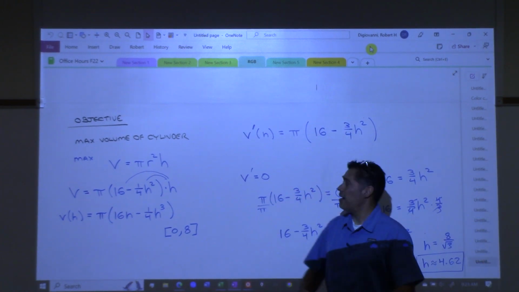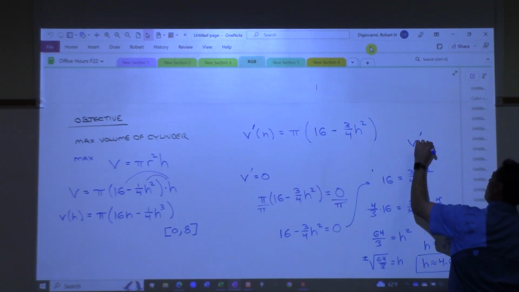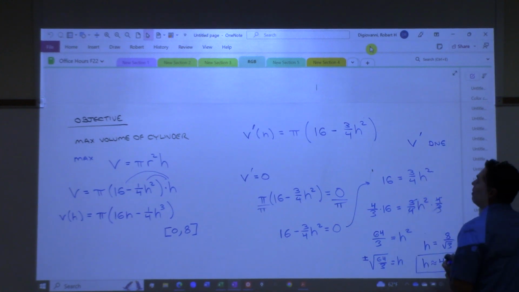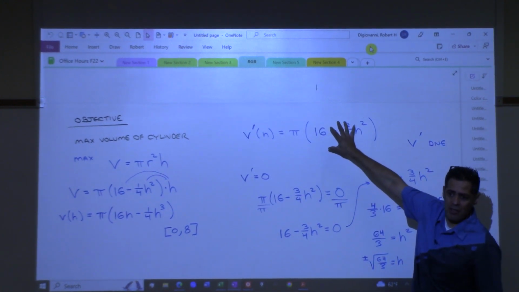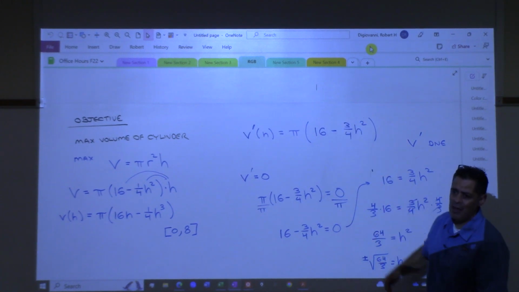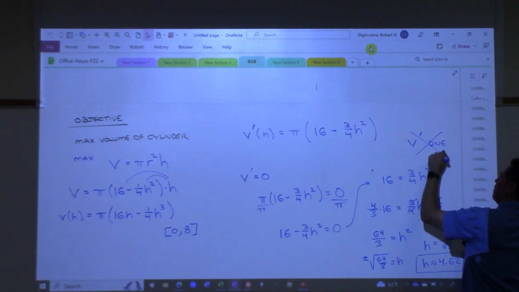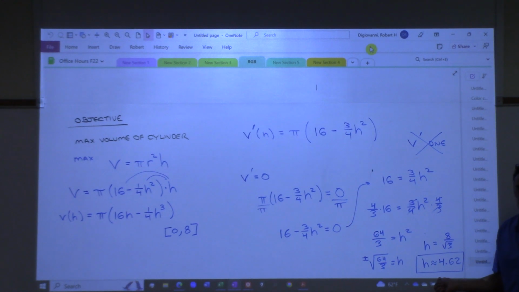I also need to check, where does the derivative not exist? Well, this is the derivative, right? This is a polynomial function. It exists everywhere, so I have no issues here. So I only have one critical number, right? One critical number, that's it.